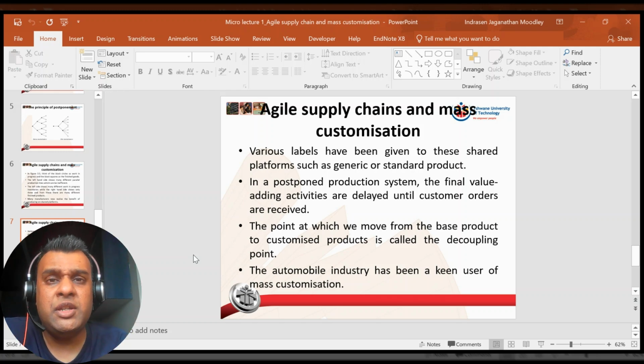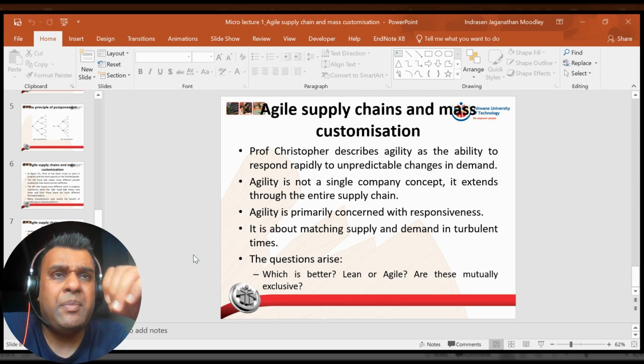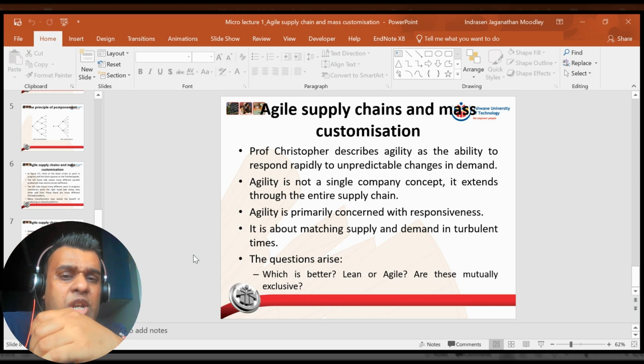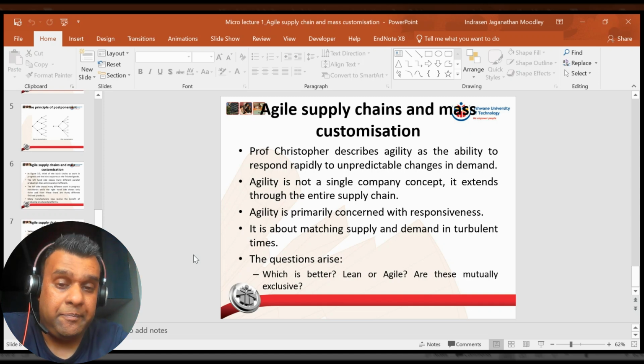The automotive industry, the computer industry, even a company like NetFlorist applies agile supply chains and postponement to allow them to customize the flowers, the arrangements, and the gifts based on a unique customer demand. Professor Martin Christopher best described agility as the ability to respond rapidly to any uncertainties or changes in demand. It's important to remember that the entire supply chain has to be invested in agility. Otherwise, it will not work.